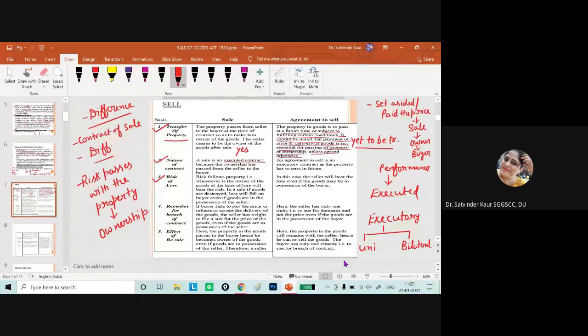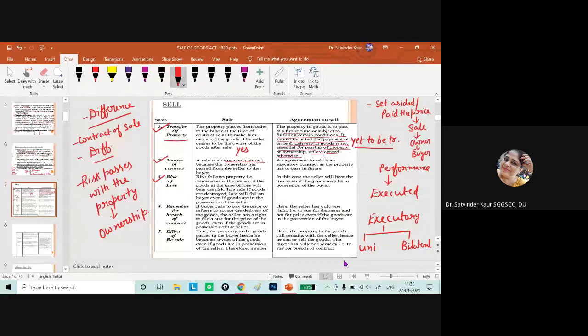keeping the goods at the seller's shop is the contract of bailment, wherein I have entrusted the seller and told him to keep my goods in safe custody. So I am the owner. So in case of sale, if the risk happens, the goods are lost or goods are destroyed or the fire breaks out in the particular shop, then the buyer is going to suffer the loss because he has already got the ownership and the risk passes with the ownership, with the property.